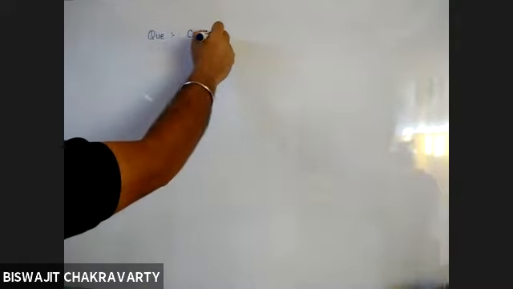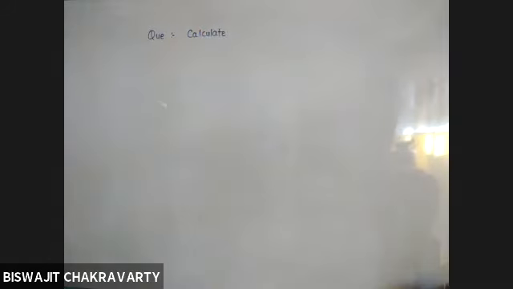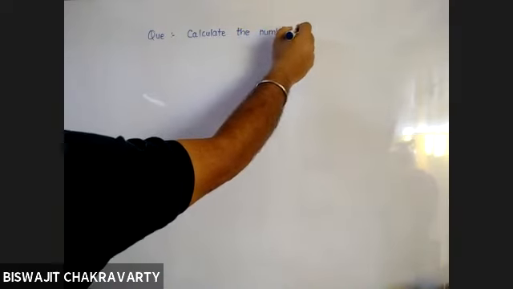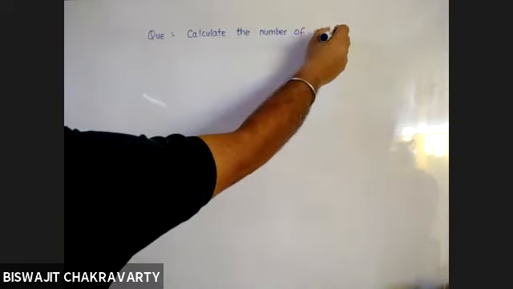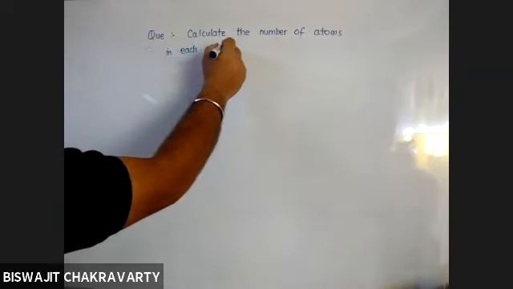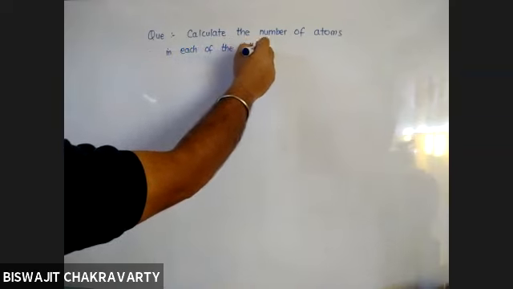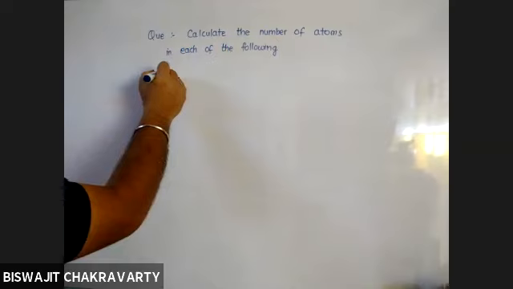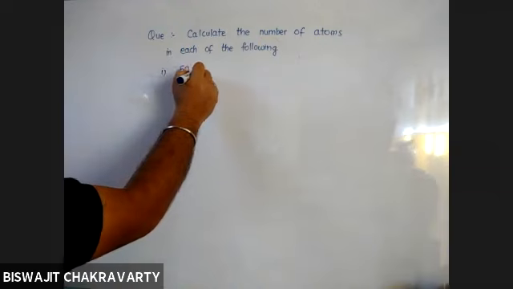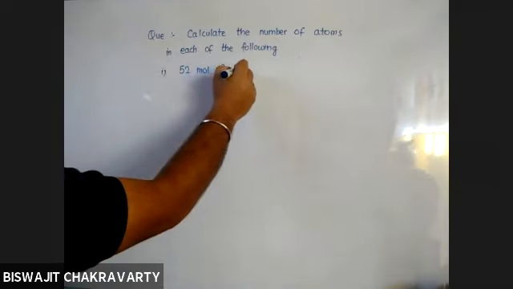Okay, let us move on to the next question. Calculate the number of atoms in each of the following. Number 1, 52 mole of argon.